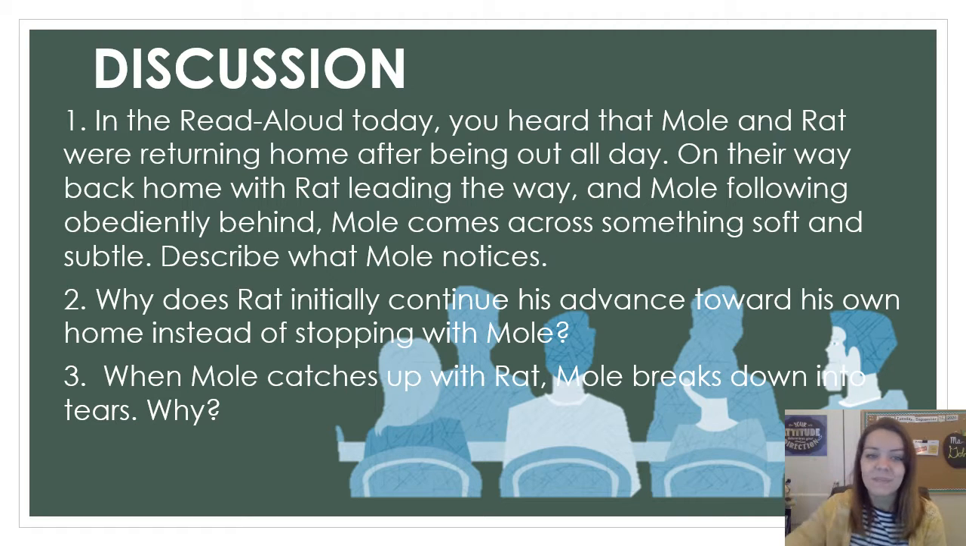So the smell of home was wafting through the air because they had just passed it, and that's what stops him. Why does Rat initially continue his advance toward his own home instead of stopping with Mole? So Rat doesn't hear the Mole as clearly as he should have because he's leading the way. And the Rat knows that it's going to snow soon, and if they stop for too long, they could get caught in it and get lost. So he's just trying to get them back to the riverbank.